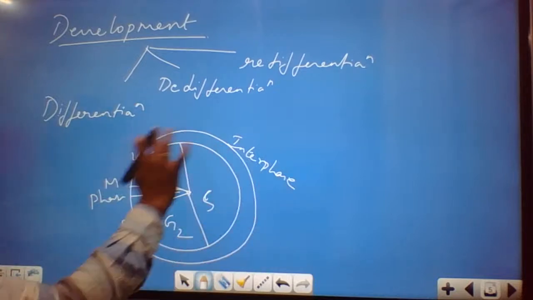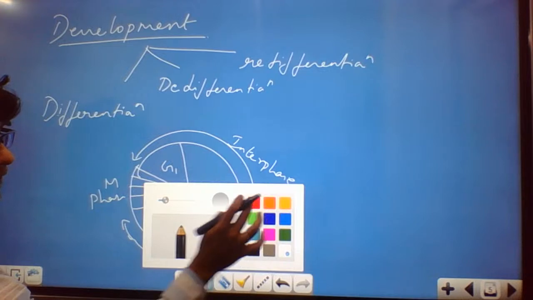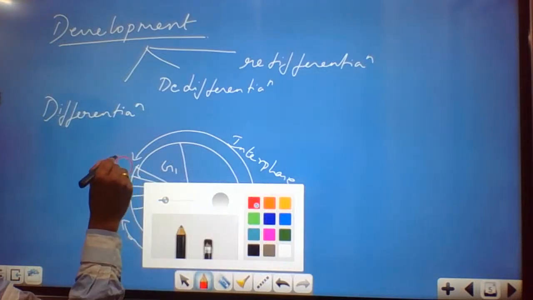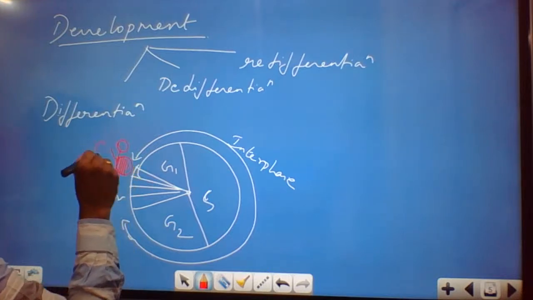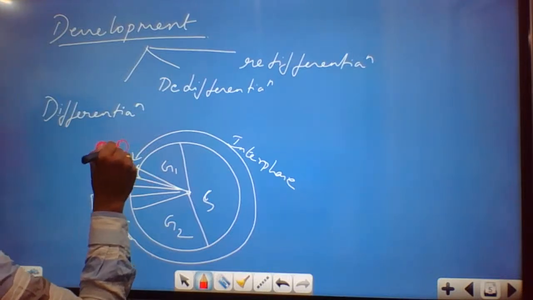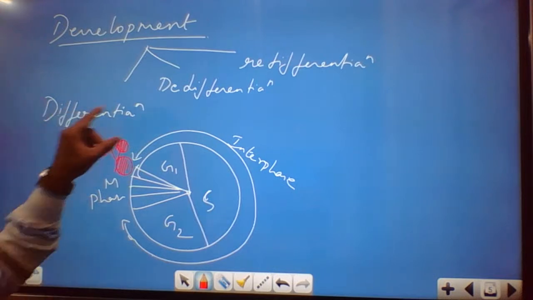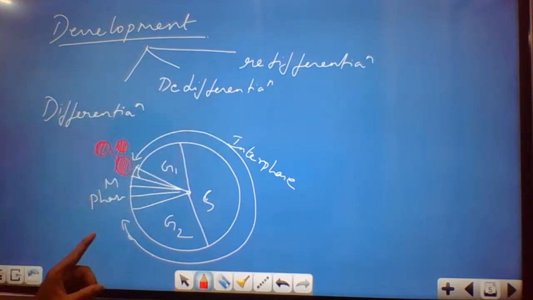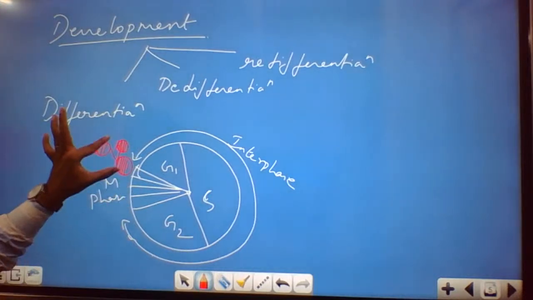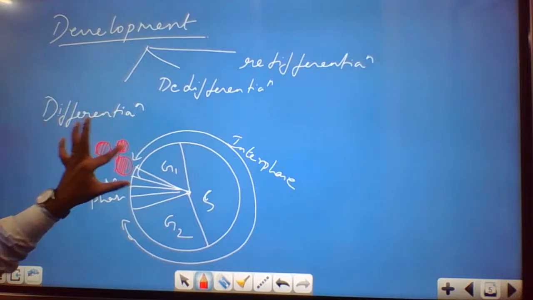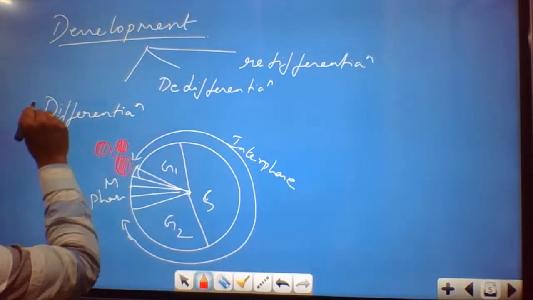So after interphase, the cell is about to divide. This is one cell, and this cell is going to divide. At the end of this phase, the cell divides. So what is happening in differentiation, de-differentiation, and redifferentiation? After division, the cells have now been differentiated. This process is quite common. This we call differentiation.